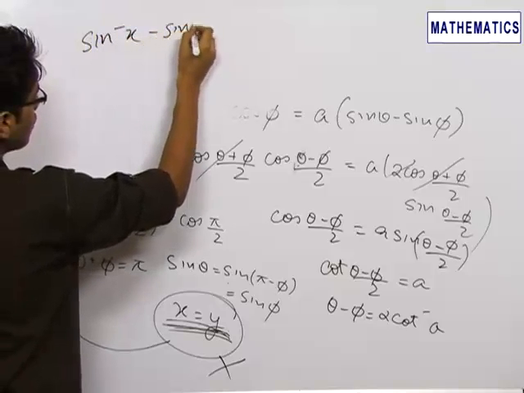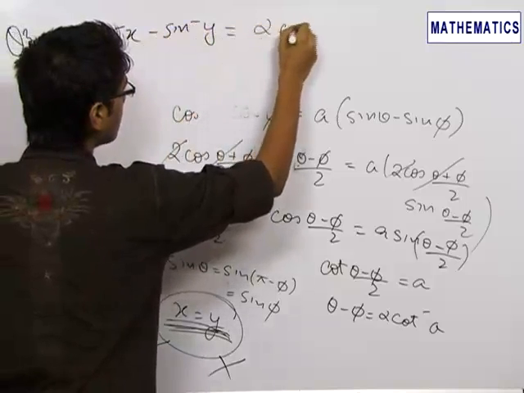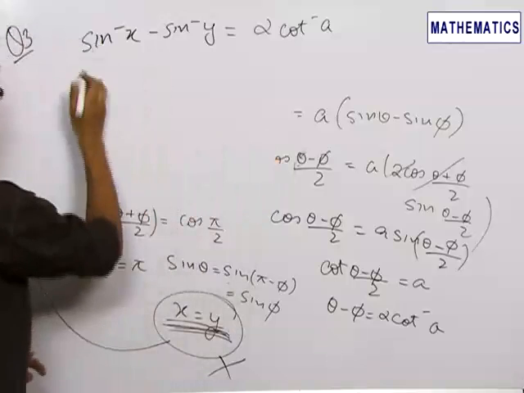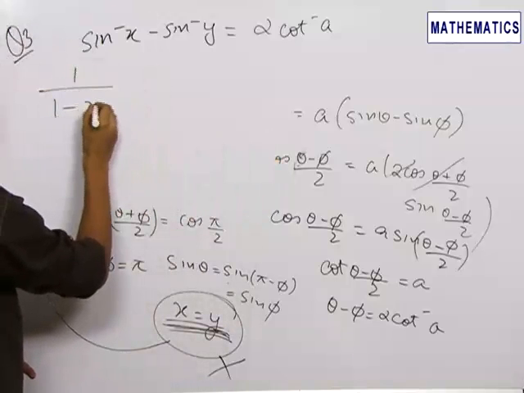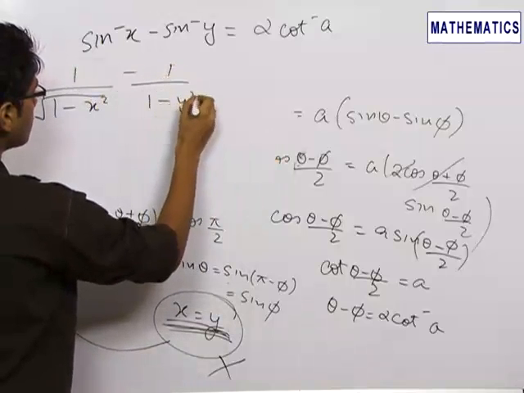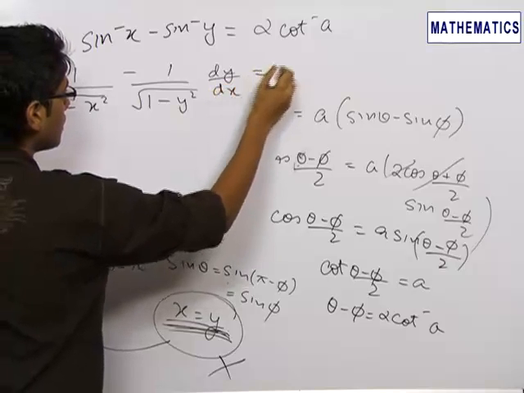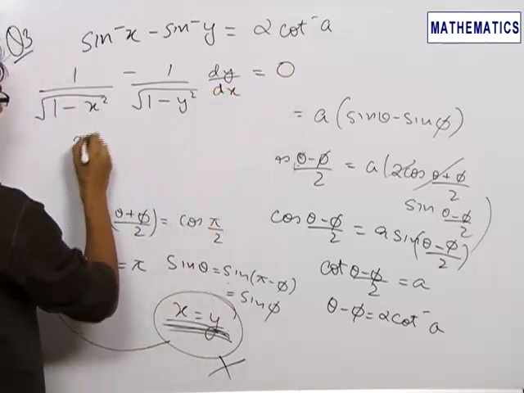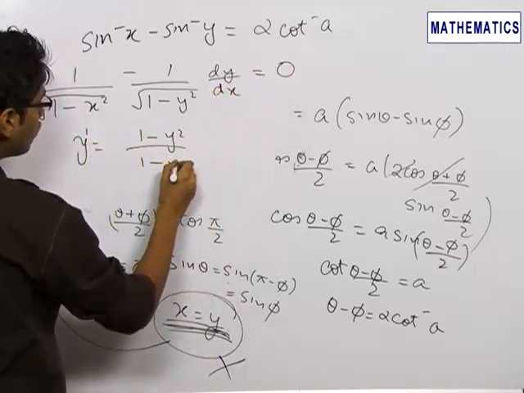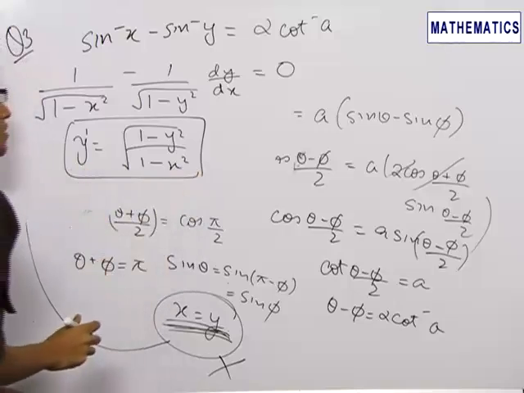So writing the given equation as sine inverse x minus sine inverse y is equal to 2 times cot inverse of a. Now differentiating this equation, we get 1 upon under root of 1 minus x square minus 1 upon under root of 1 minus y square times dy by dx is equal to 0, and hence y dash is equal to under root of 1 minus y square upon 1 minus x square, which is our desired result.